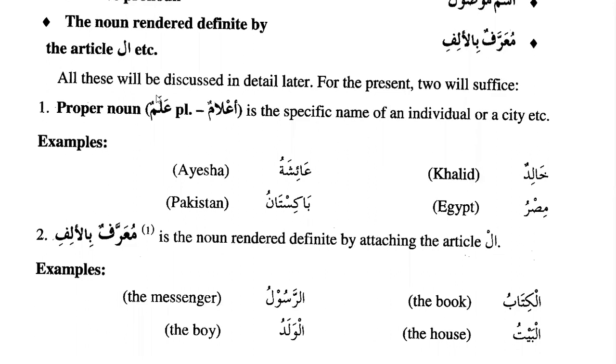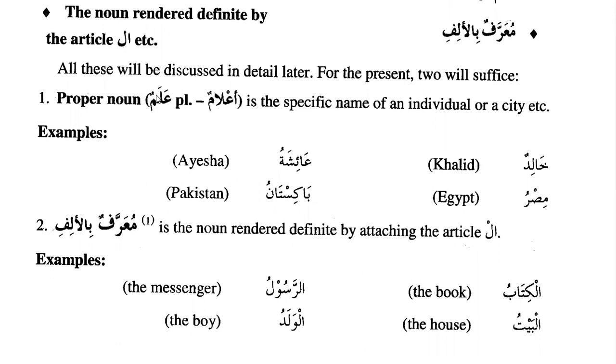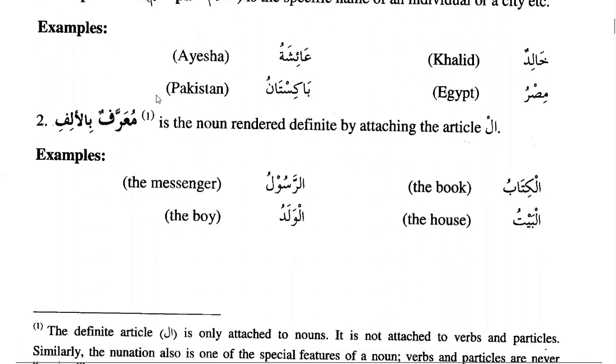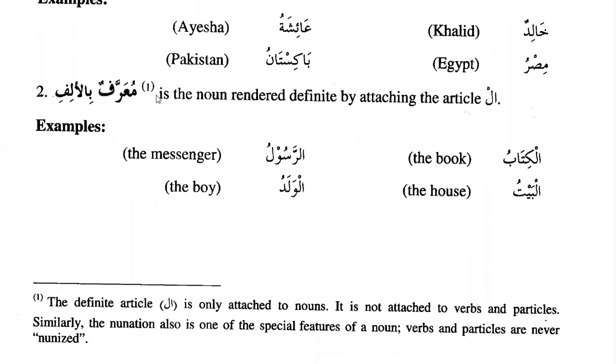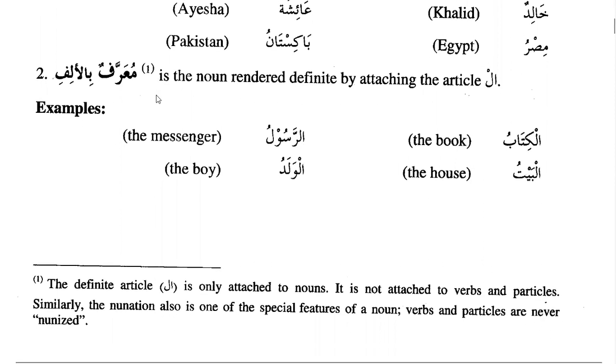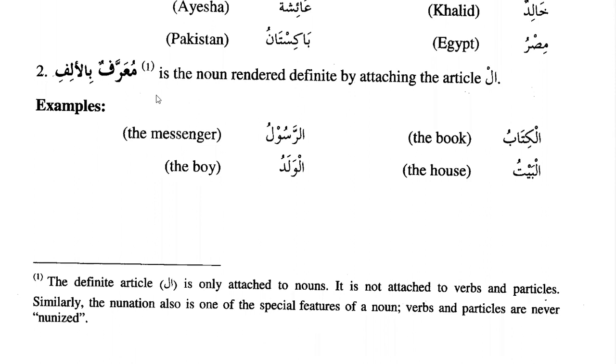First, proper noun. Alamun, a'lam is the specific noun of an individual or a city, etc. Examples: Aisha, Pakistan, Khalid, Misr, Egypt. Two, mu'arrafun bil'alif is the noun rendered definite by attaching the article alif lam. Examples: ar-rusul, the messenger, al-waladu, the boy, al-kitab, the book, al-bayt, the house.